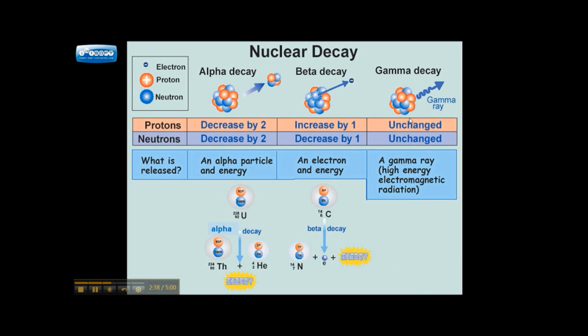Now gamma doesn't change the nucleus at all. It stays completely intact. So no change in protons, no change in neutrons, just release of high amounts of energy. And that's what we see here is a little wave.